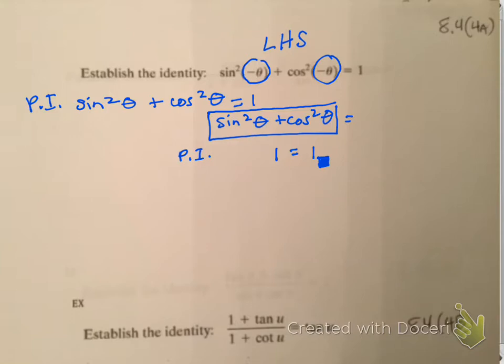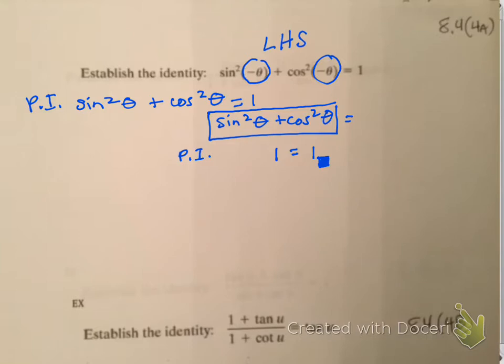When you do these identities, you're going to start on the harder of the two sides, and you're going to work only on that side. It's not an equation, so you don't move things from one side to the other. It's not like that. If you start on the left-hand side, you stay on the left-hand side. If you start on the right-hand side, you're going to stay on the right-hand side, and it's going to require you to do a lot of substitution.